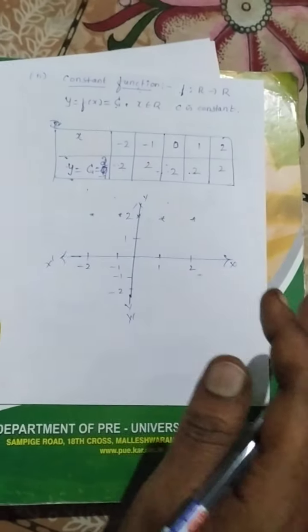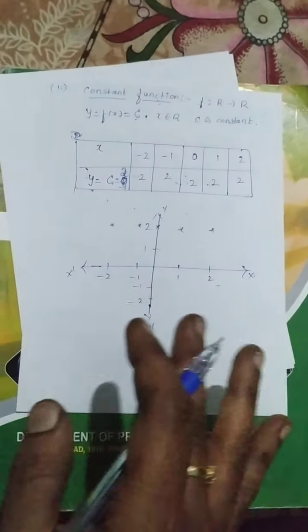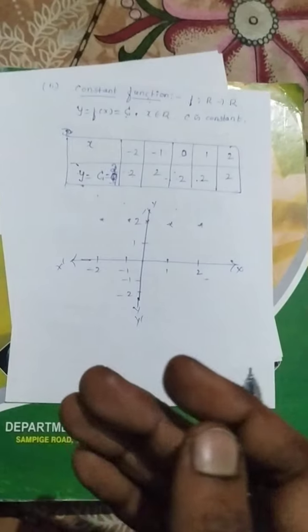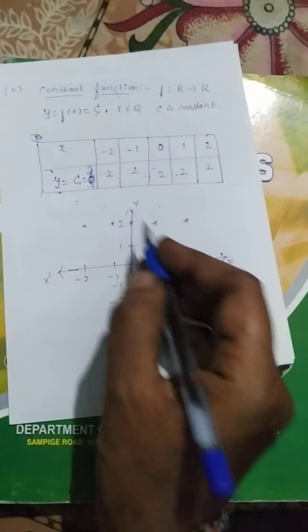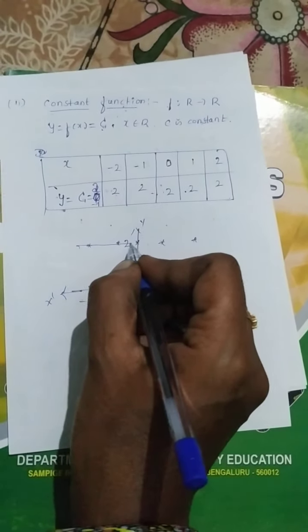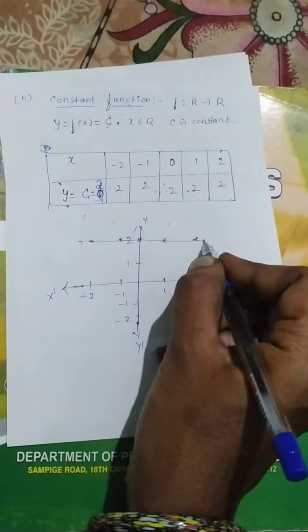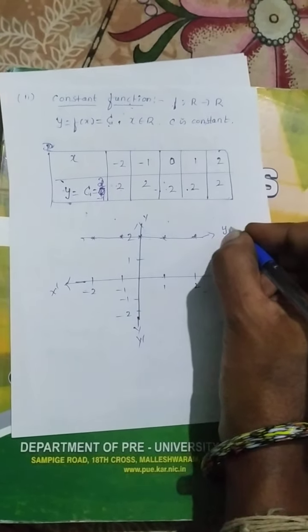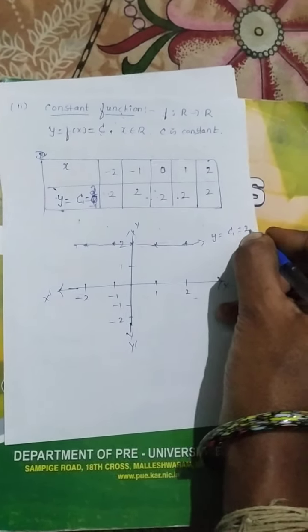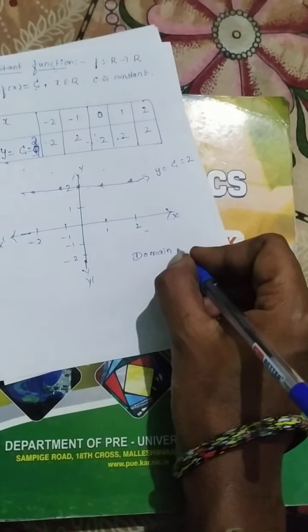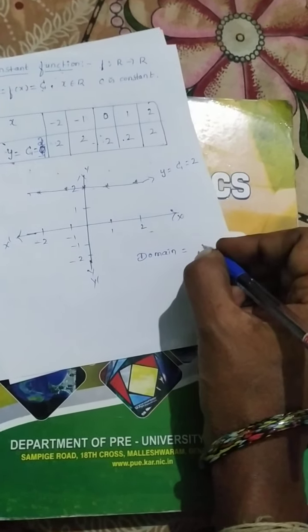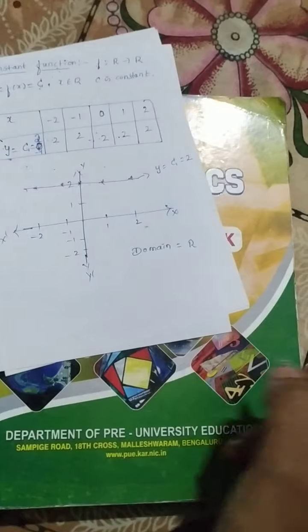You may take any values. It may be 1, it may be 2, it may be minus 1, it may be minus 2, whatever the value. So whenever the function is a constant, you will get a graph which is a straight line parallel to the x-axis. So y is equal to constant and that value is 2. Now you just tell me the domain. Domain is nothing but x values, and all the x values you take from the real numbers, therefore it is R.